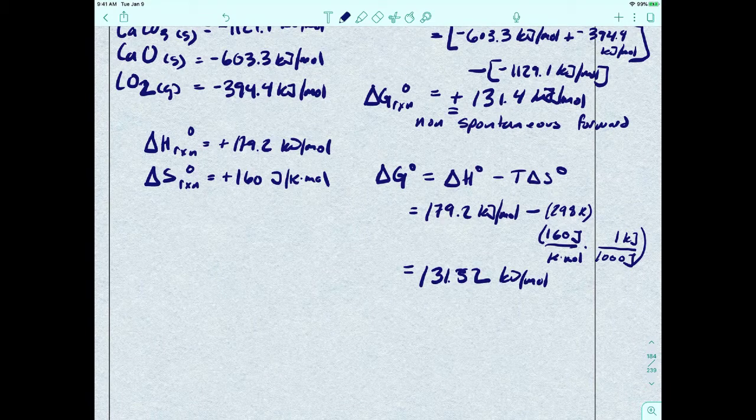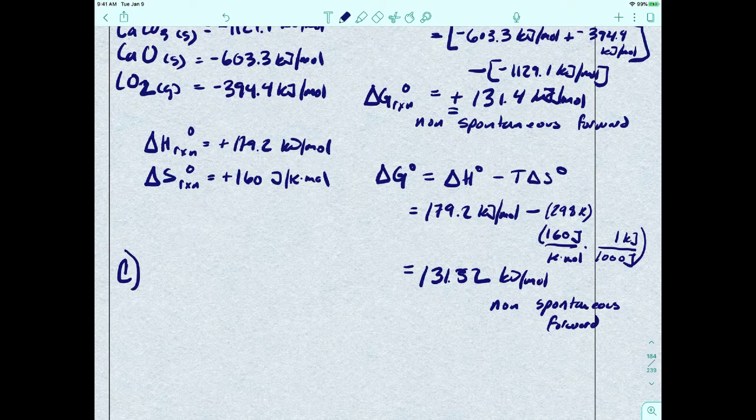And our answer is pretty close. I mean, we're off by 1/10 of a kilojoule, so that's pretty good. So that's going to, again, be non-spontaneous in the forward direction. Okay. All right, so we're good. So again, part B, we know this reaction is going to be non-spontaneous in the forward direction.